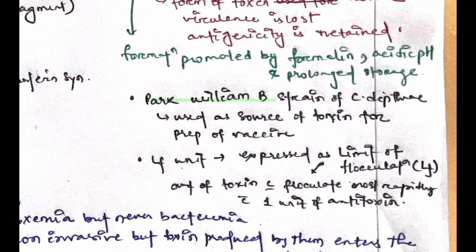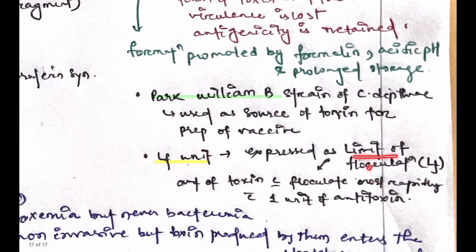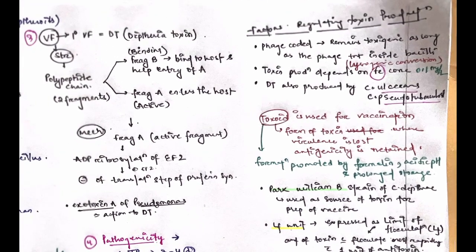Another term is LF unit. What is this LF unit? This is the limit of flocculation, that is the amount of toxin which flocculates most rapidly with 1 unit of antitoxin. So what do you mean by LF? LF is the limit of flocculation, that indicates the amount of toxin which flocculates most rapidly with 1 unit of antitoxin. So this was all about the virulence factor.